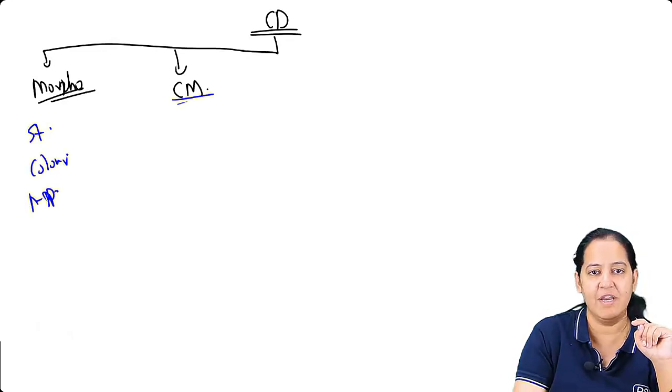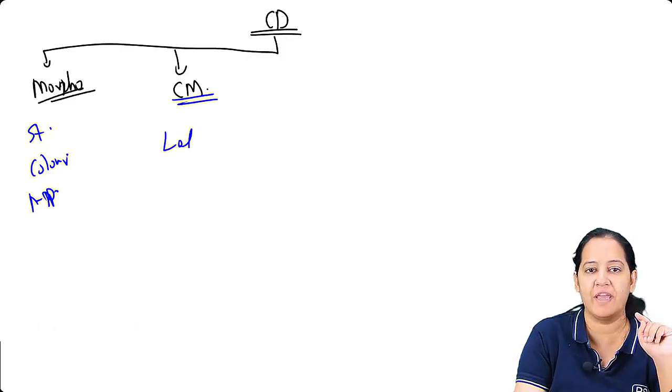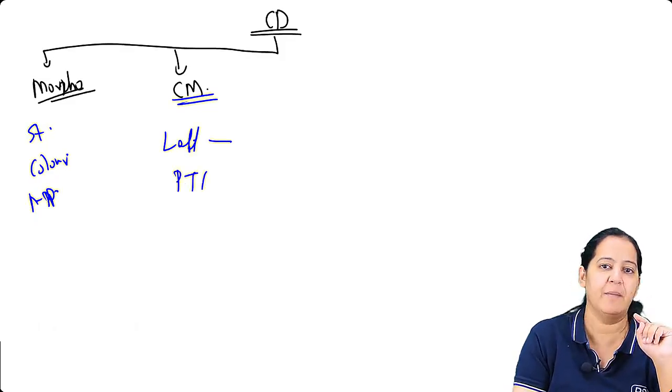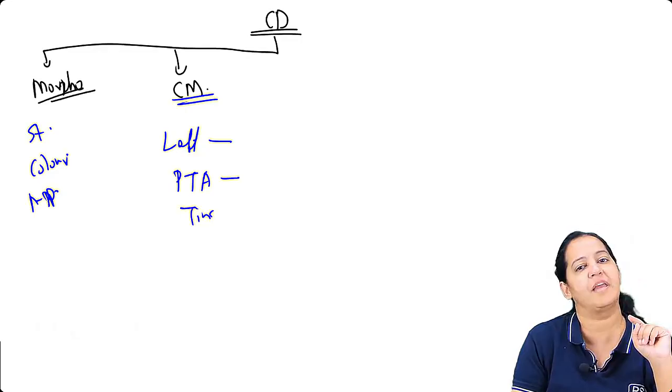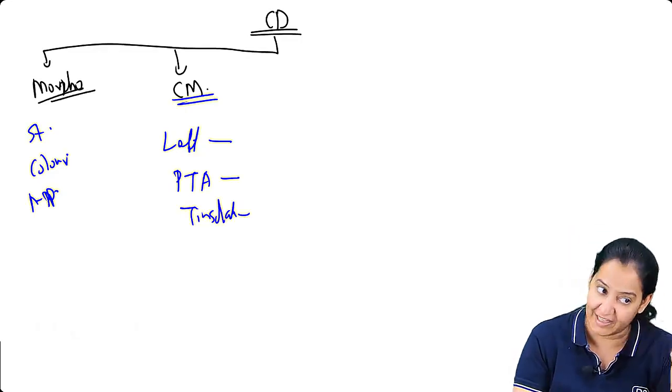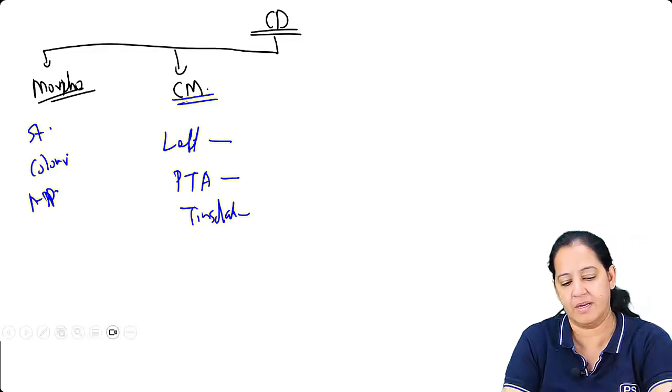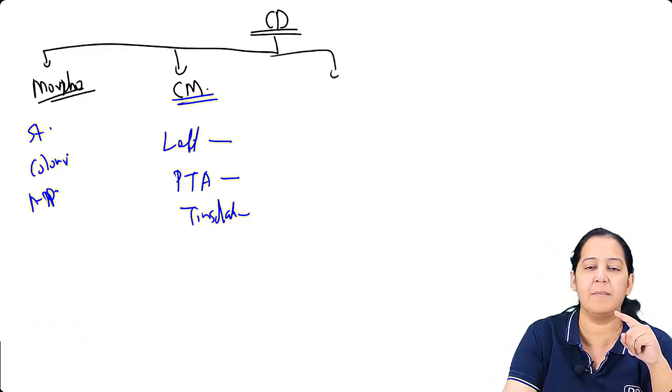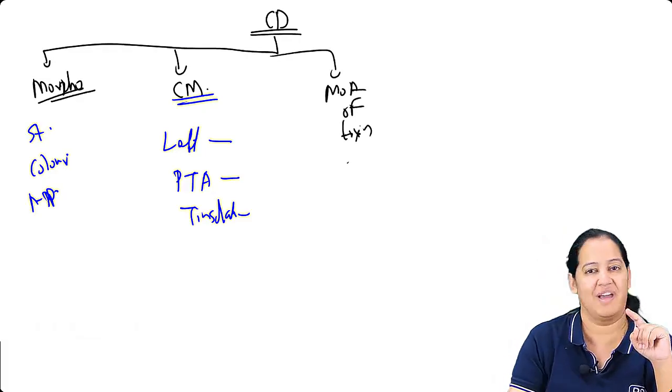ठीक है? कल्चर मीडिया में आपको बताने 3 कल्चर मीडिया. Loeffler पे क्या मिलेगा? कौन सा कलर? PTA पे क्या मिलेगा? कौन सा कलर? और Tinsdale पे क्या मिलेगा? कौन सा कलर? और इनमें से सिलेक्टिव कौन है, नॉन सिलेक्टिव कौन है? आपको ये बताना है. ठीक है? उसके बाद आपको बताना है मैकेनिज्म ऑफ एक्शन ऑफ टॉक्सिन. टॉक्सिन का मैकेनिज्म ऑफ एक्शन क्या है वो आपको बताना है.